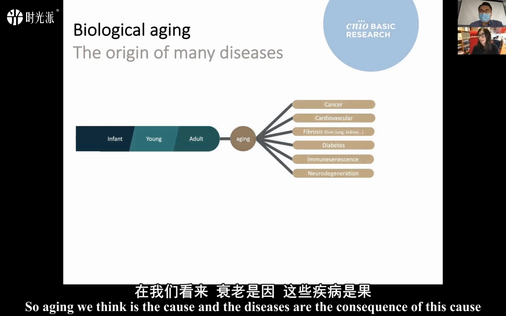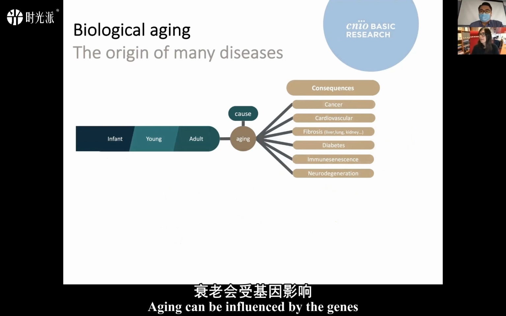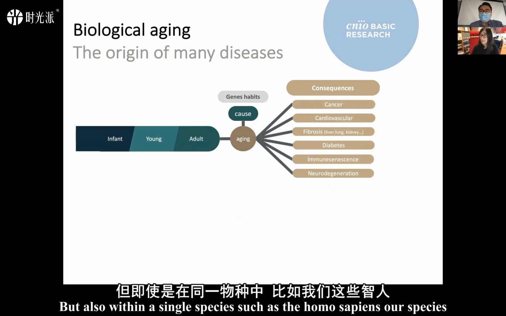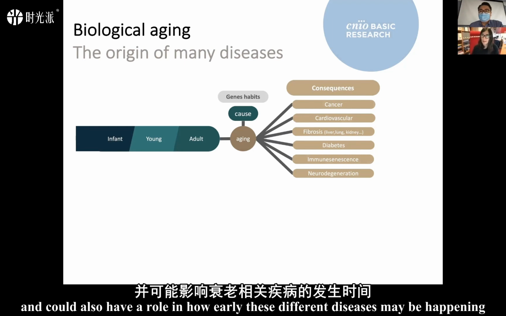So aging, we think, is the cause, and the diseases are the consequence of this cause, which is this molecular process of aging. Aging can be influenced by the genes. Different species have different longevities, and this could be related to the genes, but also within single species, such as, for instance, Homo sapiens, our species, the life habits can influence this speed of aging and could also have a role in how early these different diseases may be happening.